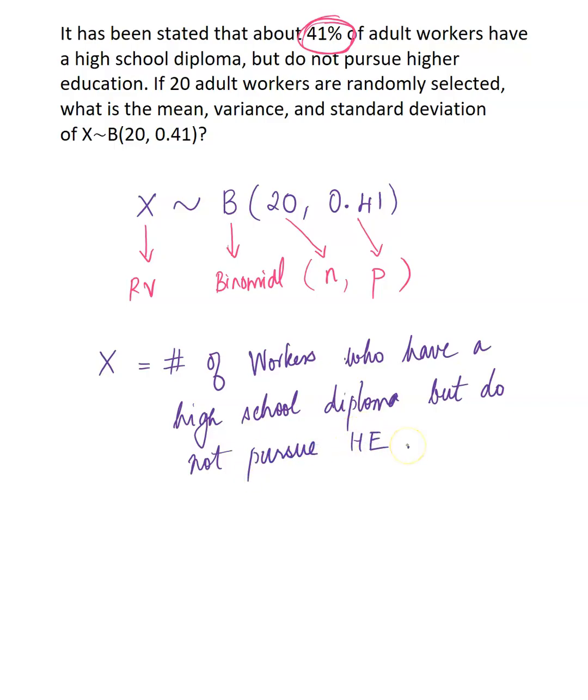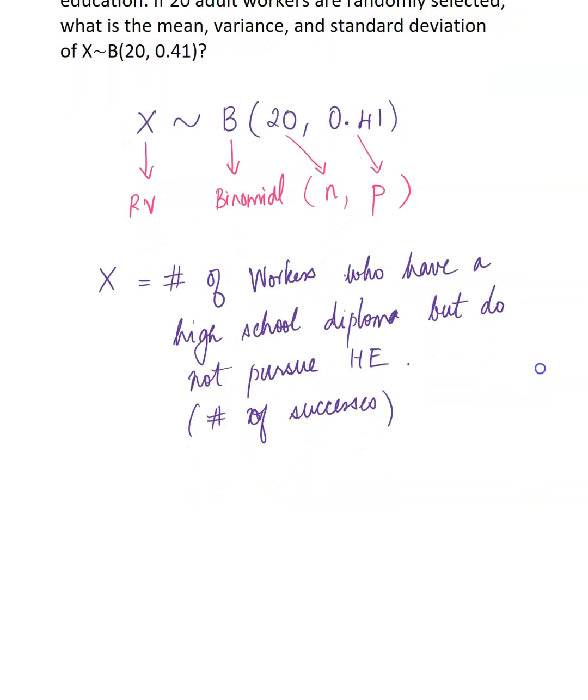Again, remember, this is our focus, therefore this actually stands for the number of successes. This is basically the number of successes. Number of workers who have a high school diploma but do not pursue higher education. All right, now life is pretty simple here because it's a binomial.